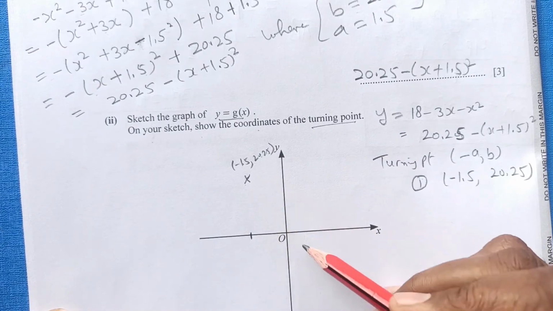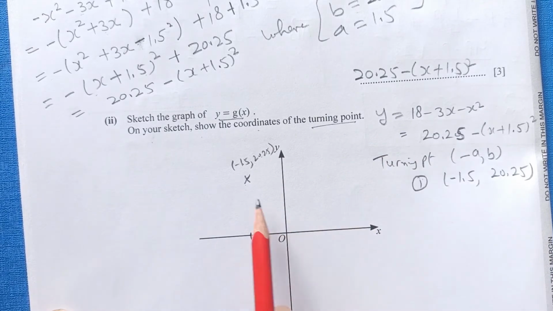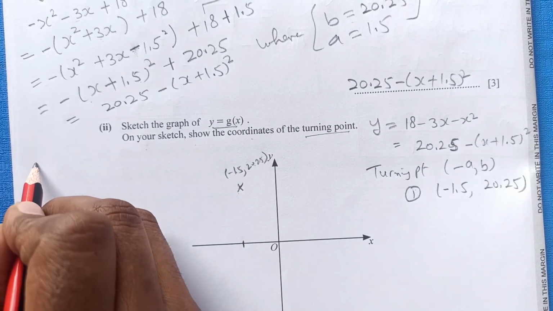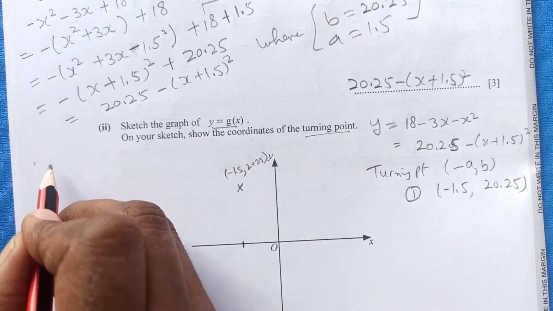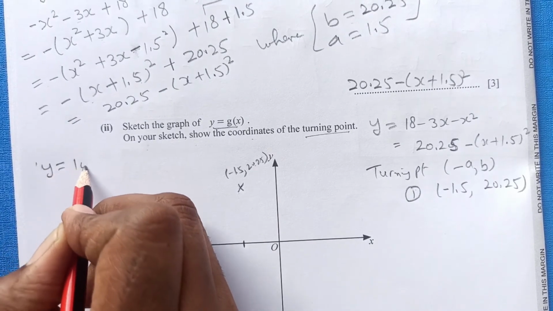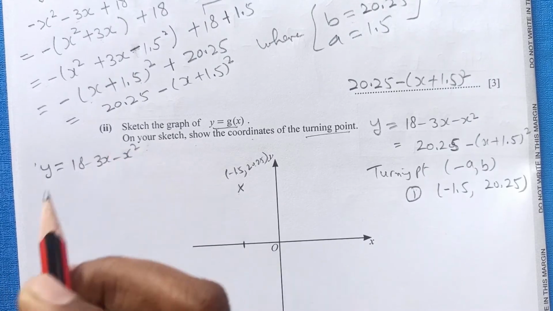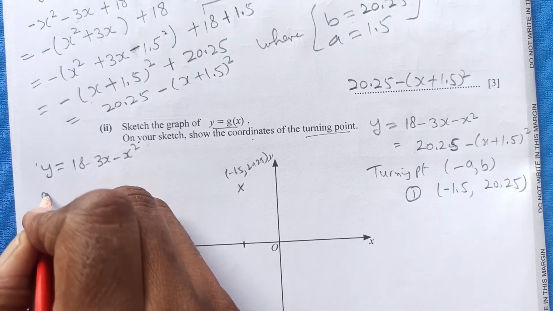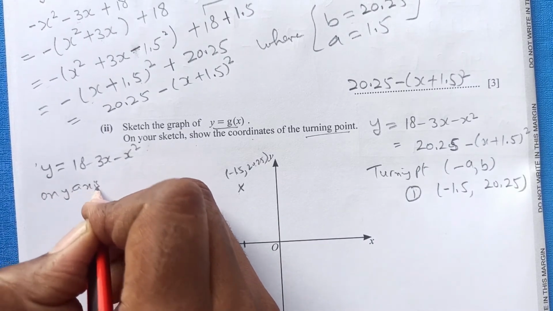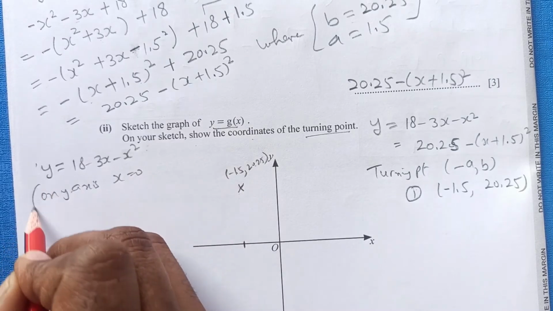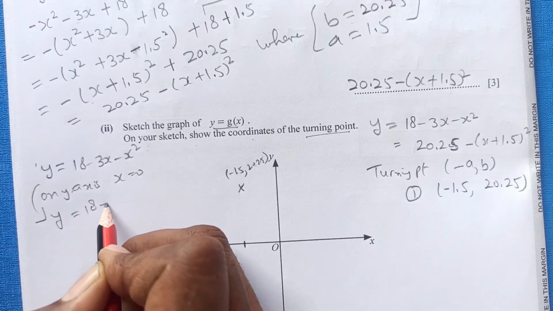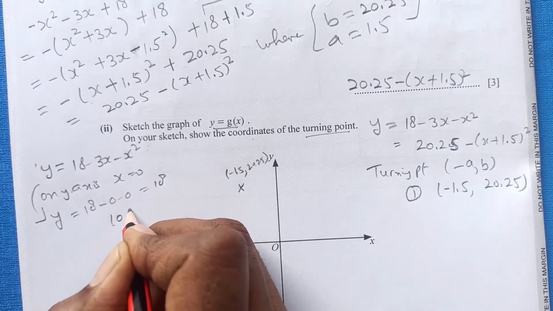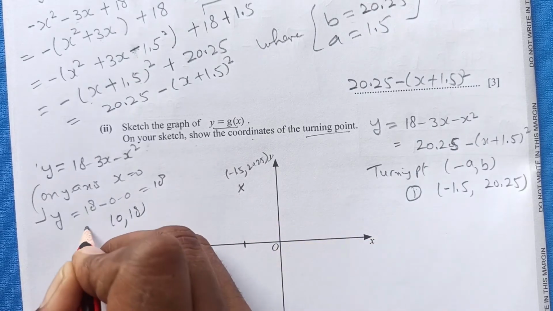Now we need to know where this will intersect the y-axis, right? So for that I can take this equation as y equals 18 minus 3x minus x squared. Now on the y-axis, x will be 0. So when you substitute x as 0, y will be 18 minus 0 minus 0, which is 18. So that means our point is 0 and 18, the second point here.